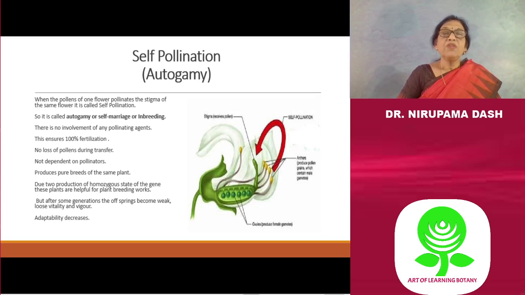So in spite of all these plus points, the self-pollination has some demerits or some minus points. Let me show these demerits. Now here, this is an inbreeding process, so it results in forming homozygous progenies. After subsequent generations, this progeny becomes weak and has less adaptability, less vitality and vigor, less existence, and therefore ultimately they degenerate.